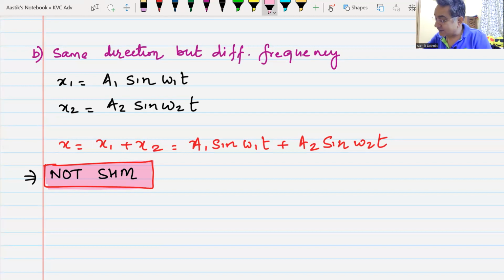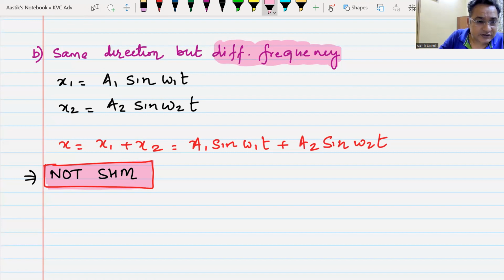So if they are moving in the same direction, even with different frequencies, it will not be an SHM. And you are not going to get a numerical on this. You will get an objective on this. What happens if they are moving with different angular velocity? Will the motion be SHM? The answer is no, it is not an SHM.